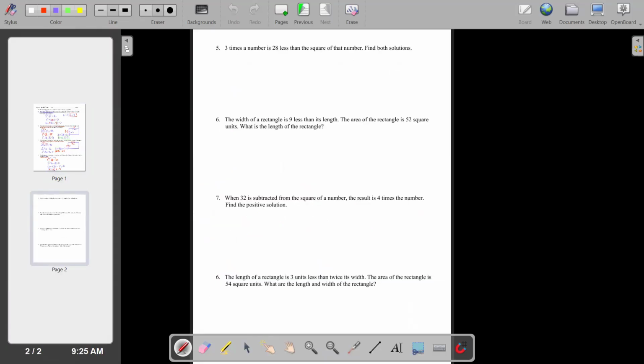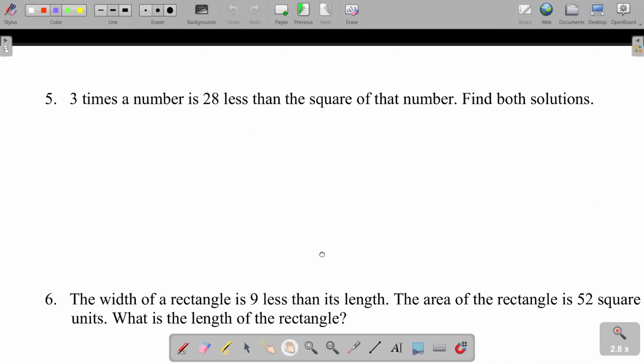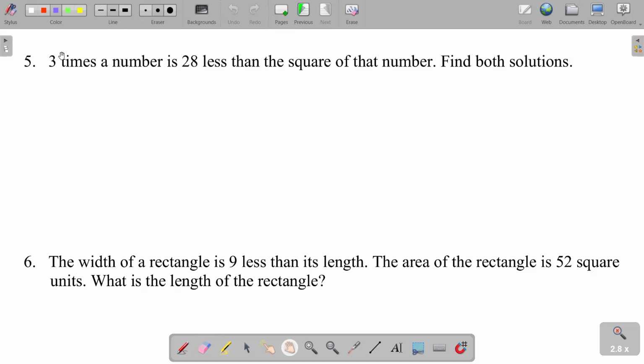Okay, let's go flip that thing over. Let's go to number 5. Quickly write me an equation for number 5. I don't even want to help you with the equation. Someone just write it and then tell me what it is. Anybody got one yet? Three times a number is, what's that going to be? 3 times x. 3 times a number is.